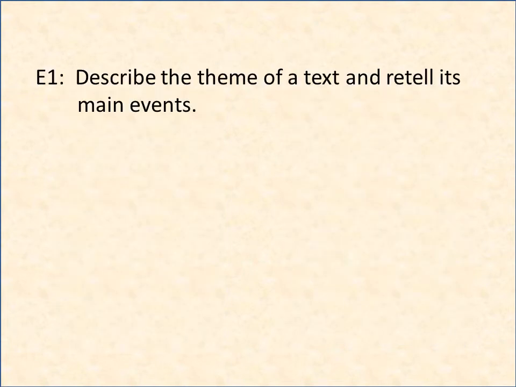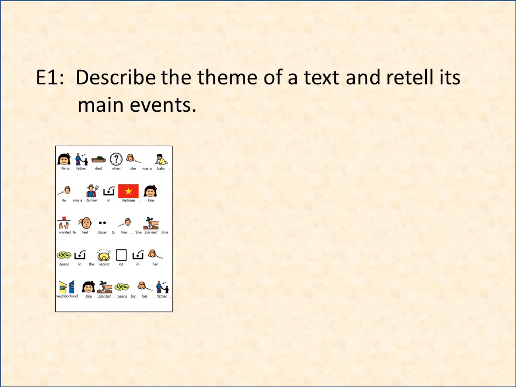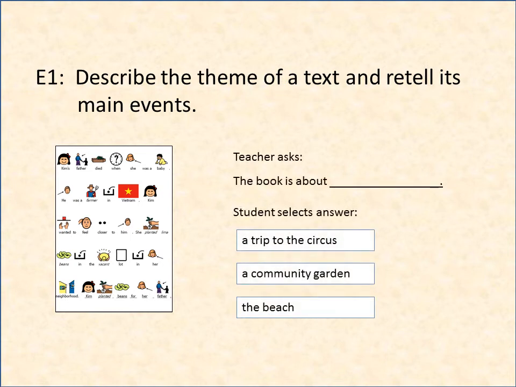Extension 1, also known as E1, is the most complex and is closest to the original standard. This extension is describe the theme of a text and retell its main events. A student requiring this extension may be reading a text on his or her own, which can be adapted, using text-to-speech software, listening to a book on tape, or listening to someone read the text aloud. How the student describes the theme of the text and retells main events will depend on his or her method of communication and necessary supports. Some methods for response may be a voice output device, picture symbols, speaking, or writing. Now let's look at the next extension.